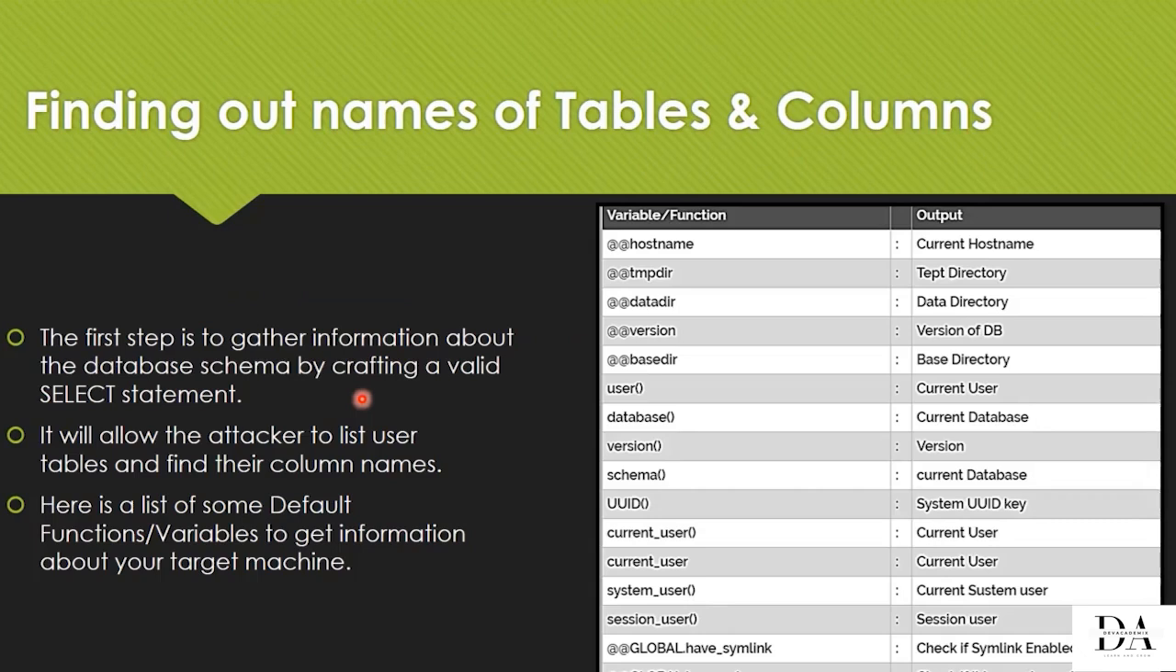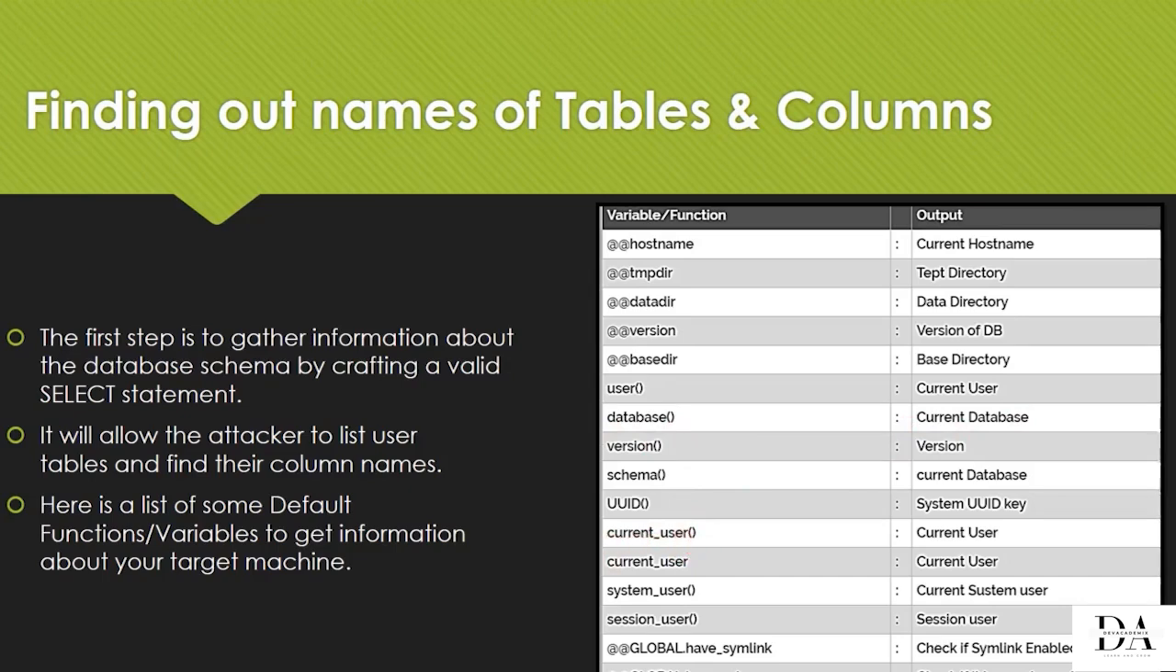We have to find the name of the database schema by crafting a valid select statement, which will allow the attacker to list users' tables and find their column names. And over here, if you look, it is a list of all the variables and functions that are predefined and are used in SQL injection. So if we type union select database with parentheses, it will show us the name of the current database. And if we want to know the current user, we will use this command.